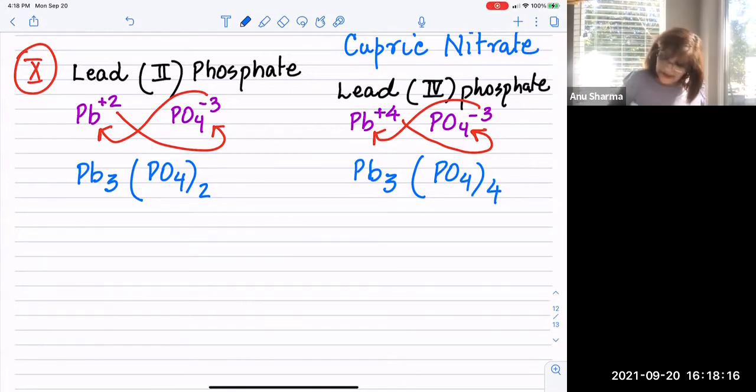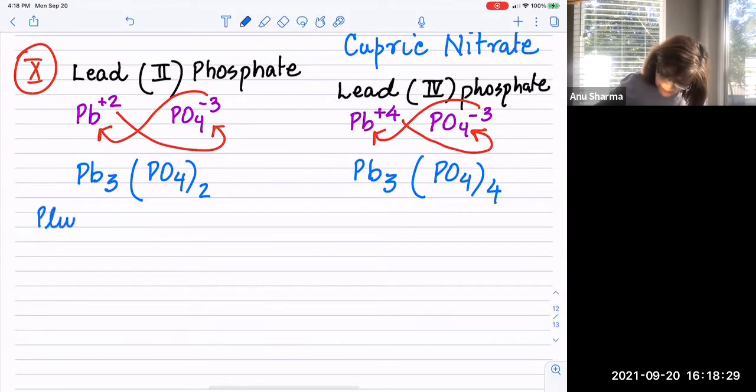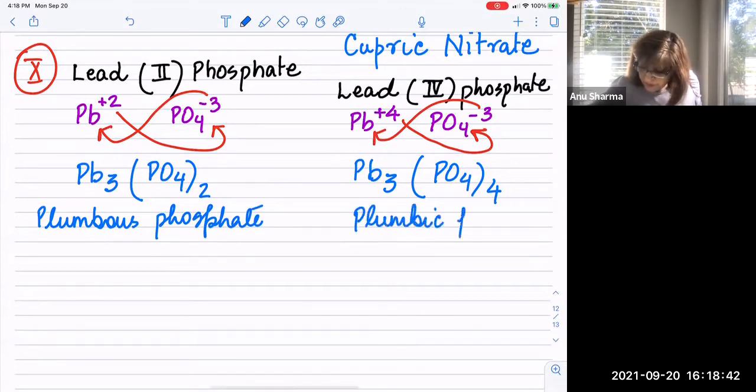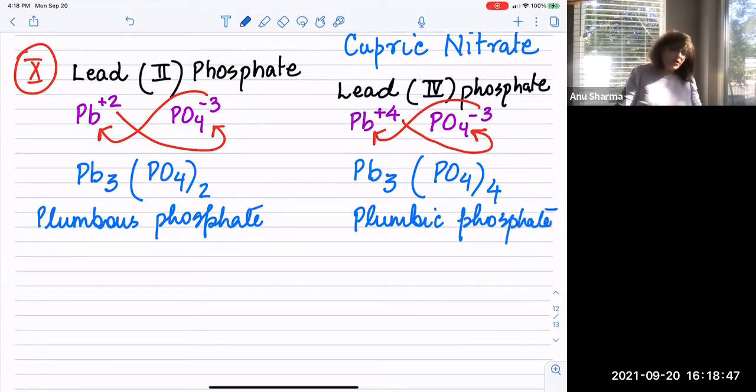3 and 4 cannot be simplified. 4 is more than 1, therefore you put phosphate in the parentheses. 2 is more than 1, so you put phosphate in the parentheses. This name is plumbous phosphate, a lower oxidation state. And this is plumbic phosphate. All of this is going to come through practice.